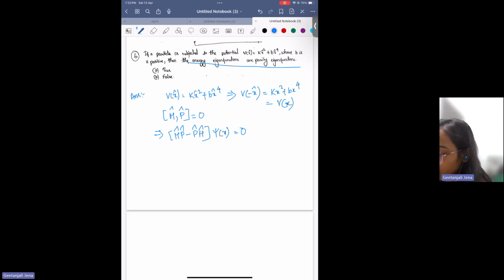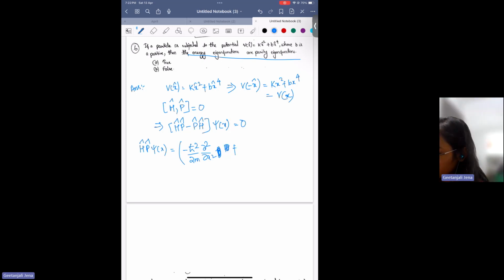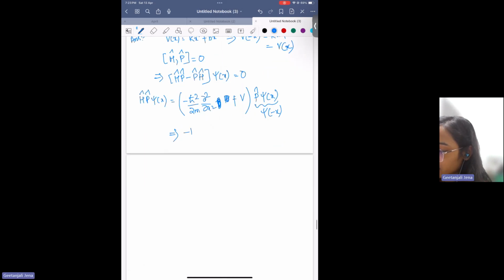Now if you take, let's say, the first term HP psi of x. H is minus h cut squared by 2m del squared by del x squared plus V, and there is a P term here acting on psi of x. When P acts on psi of x, it will become psi of minus x. So that means we have minus h cut squared by 2m del squared by del x squared psi of minus x plus V of x psi of minus x. This is for the first term.